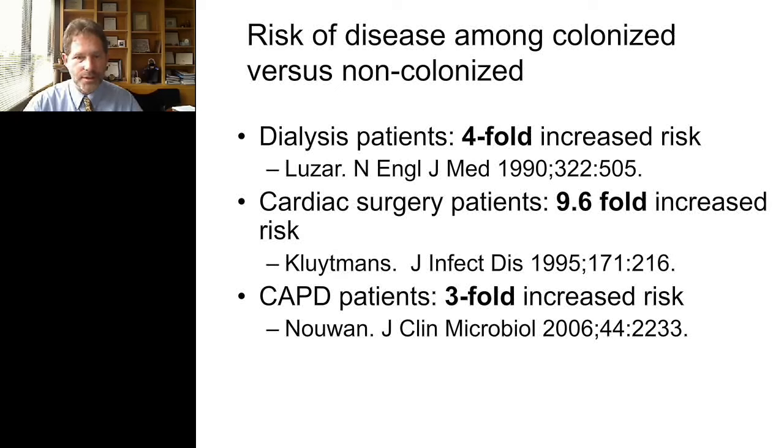So what is the increase in risk associated with Staph aureus nasal carriage? Well, this is just 3 of the studies that have looked at this, and you can see that in continuous ambulatory peritoneal dialysis patients, cardiac surgery patients, and hemodialysis patients, anywhere from a 3-fold to an almost 10-fold increased risk for Staph aureus infection can be found among those who are colonized with Staph aureus, mostly in the nose.